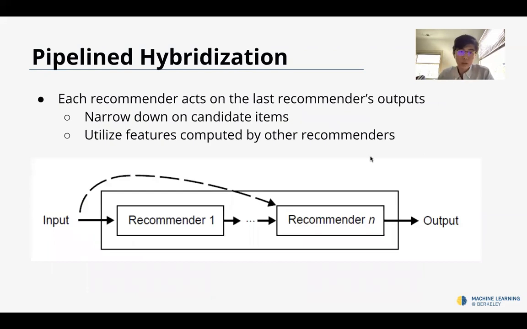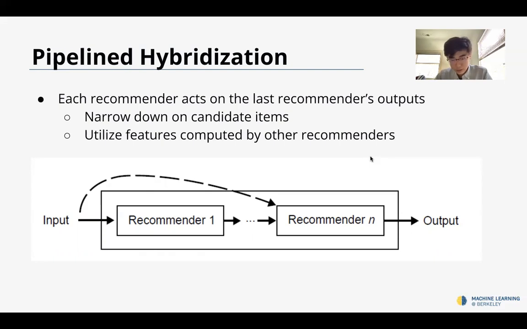Another less common way is to do pipeline hybridization. You'll have each recommender act on the output of the last recommender, and you essentially narrow down on a set of candidate items. You might also have one recommender compute some features and send them to the next recommender, right? So it might not just be narrowing down the list of candidates. You could also be computing more and more high-level features on these items.